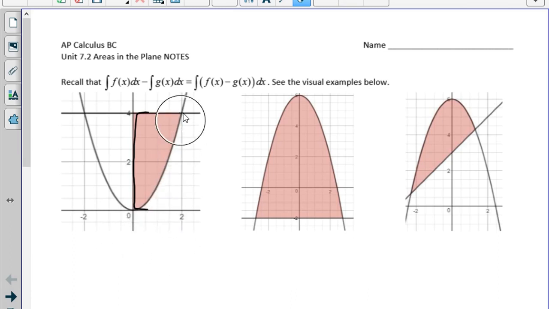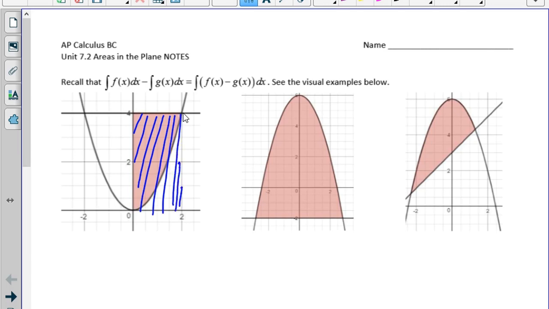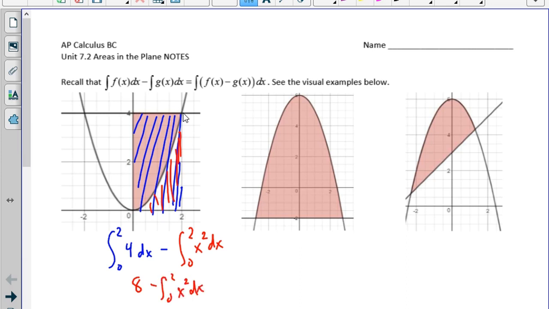But what we also can understand about this problem is that if we just only want to find the shaded area, what we could do is we could take the integral of y equals 4 from 0 to 2 and subtract the integral from 0 to 2 of y equals x squared, and we end up with the exact same thing, which is 8 minus the integral of 0 to 2 of x squared dx. That's identical.